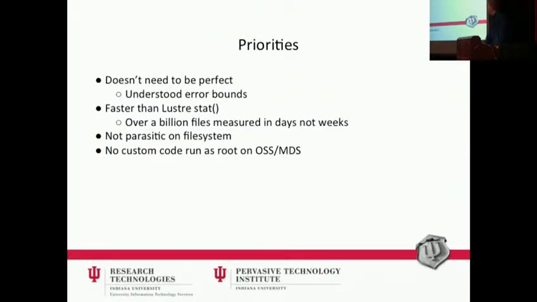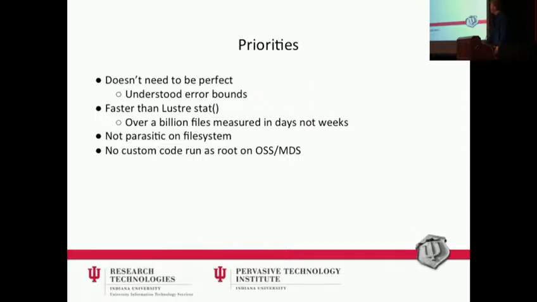So, additionally, we had some priorities that we set on this. I think one is that for the reporting needs we have, it doesn't need to be perfect. This isn't in support of something like HSM. But if there were going to be error bars, if it wasn't going to be perfect, we wanted to have an idea of how close it was going to be. We didn't want it to just be out there in the weeds.